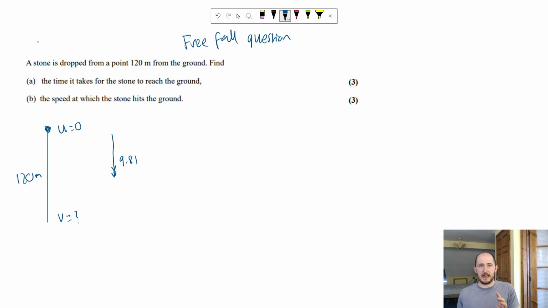In SUVAT, if you have 3 variables, you can work out the other 2. Any 3 variables and you can work out the other 2. In this case, I have s, u, and a. So that's all you need. Look for 3. Again, what direction should I take as positive? I like to take the direction of acceleration, just to keep it nice and consistent. So again, s is 120. u is 0. And I'm going to show you why this is so good. a is 9.81. t is, don't know, but it's what I want.